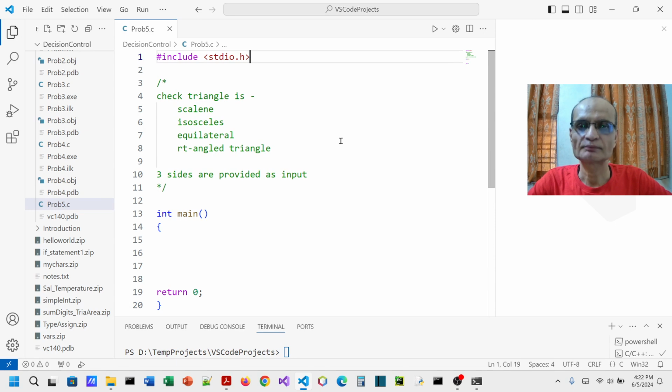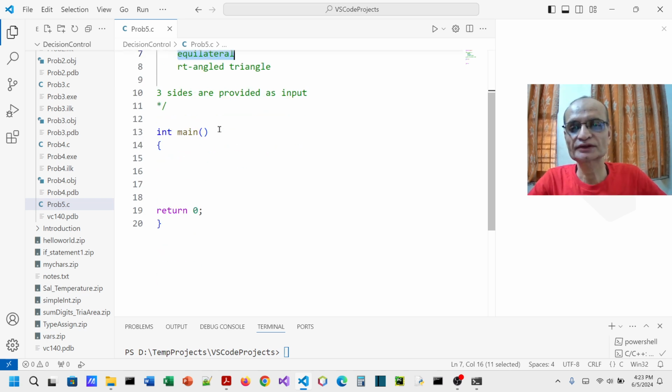We will take another example so that we understand how we apply if else to a little complicated problem. Now let's try to understand what that problem is. If I am given three sides of a triangle, then I want to check whether it is a scalene triangle, an isosceles triangle, an equilateral triangle, or a right angle triangle. That means how those three sides are together, whether it is isosceles, scalene, equilateral or right angle triangle. Now we are given only three sides.